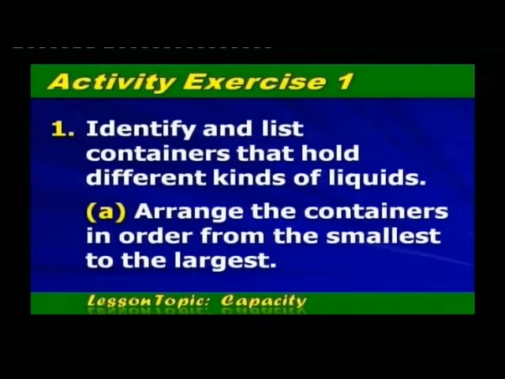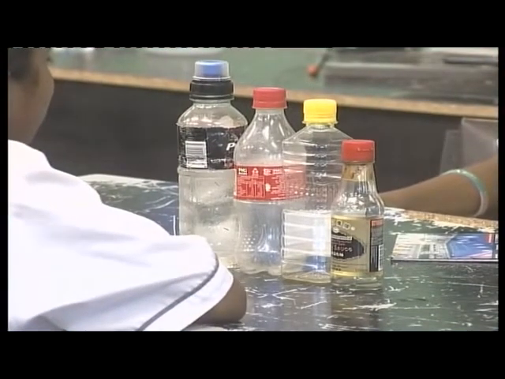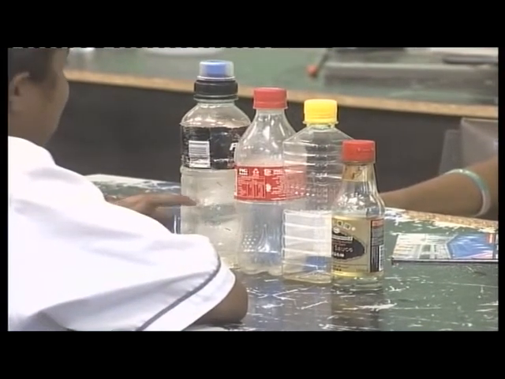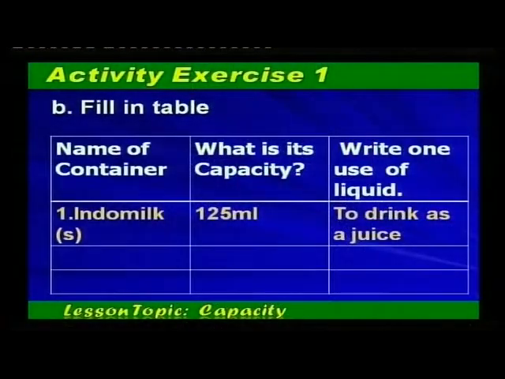With those containers that you brought from your homes or bought from the shops, I'd like you to place them in the center of your table. You will first arrange the containers from the smallest to the largest container. Second part of the activity, you will write the name of the container, its capacity, and one use of the liquid.